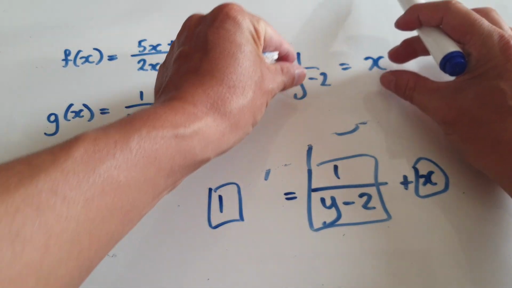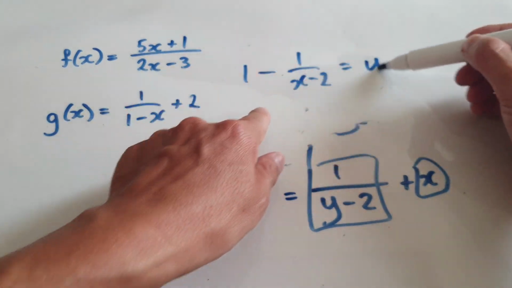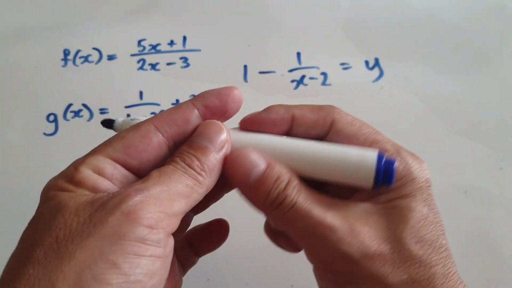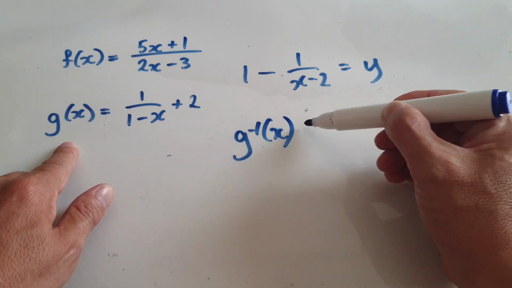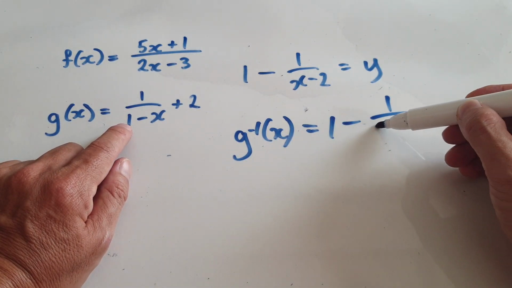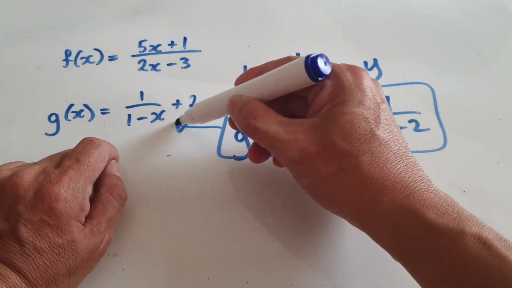So the trick is to switch the x and the y's around. So our inverse function would be this thing here. So when you come to write it, it will be g inverse of x equals 1 minus 1 over x minus 2. This would be your inverse function for g of x.